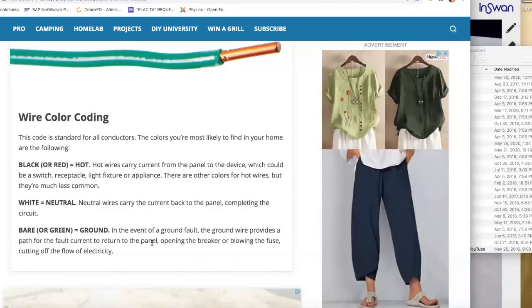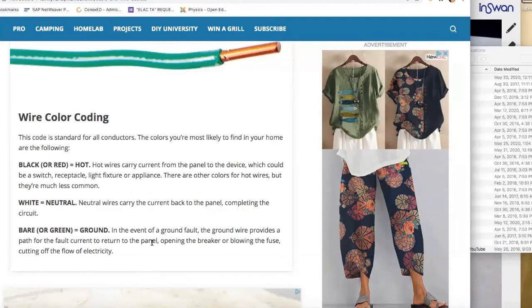Let's say something happened and too much current all of a sudden was going. So then that current would go back. It says in the event of a ground fault, the ground wire provides a path for the faulty current to return to the panel, opening the breaker or blowing the fuse. So basically, let's say there's a surge or something, and then this surge goes through that green wire back to the panel and blows the fuse. So that's why they say with those three sockets, it's safer. So then that way this high current can go back through the green.